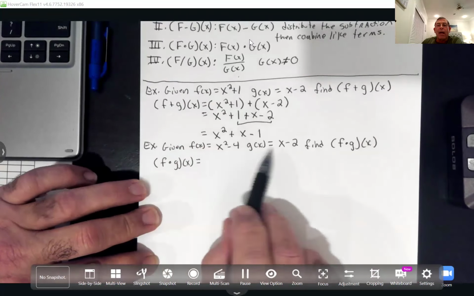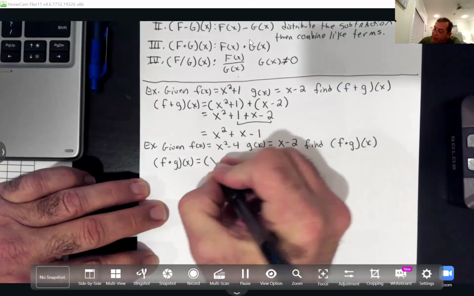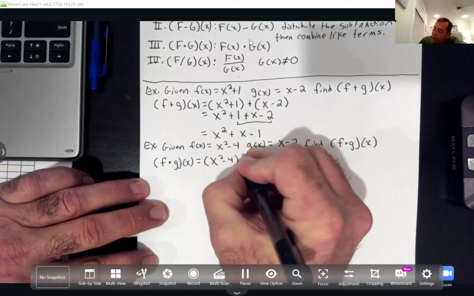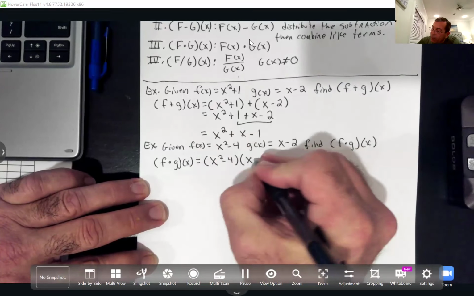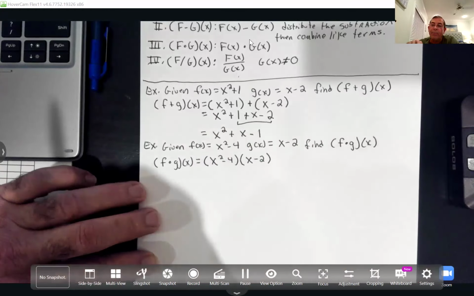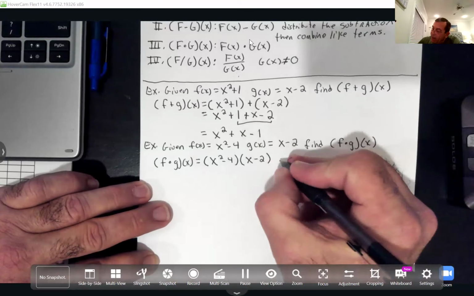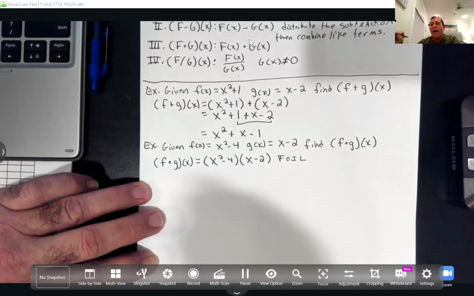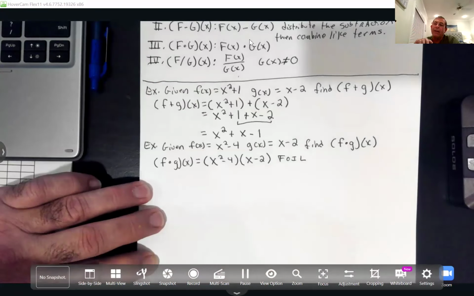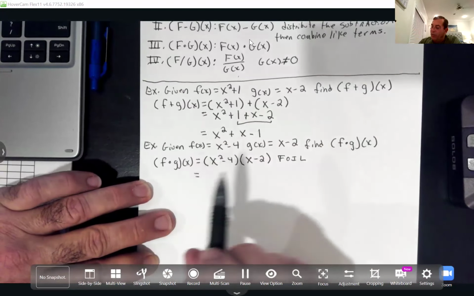So since I'm multiplying two binomials, I'm going to put both binomials in parentheses and put those parentheses right next to each other. And then I'll put in my x minus 2. Remember, when we got parentheses next to each other, we are implying multiplication on this. And y'all, this is what we did the other night. We're going to FOIL that. So we'll multiply everything, and then once we get done multiplying, we'll add like terms.